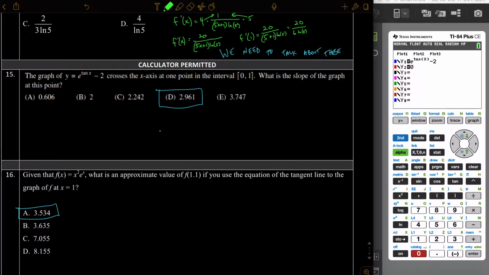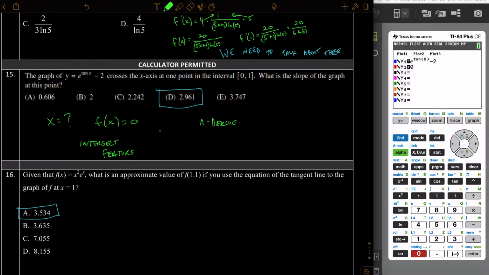So what we want to do is find what x value on 0 to 1 makes f of that x equal 0, right? So we want to find out when it crosses the x-axis. Then when we find that x value, we want to take the derivative at that x value. So we're going to use our intersect feature first, and then we're going to use our end derive feature.